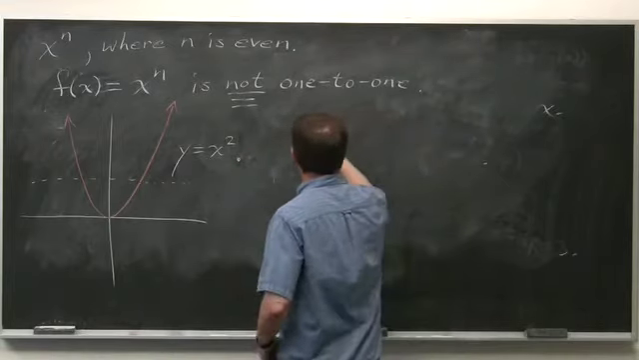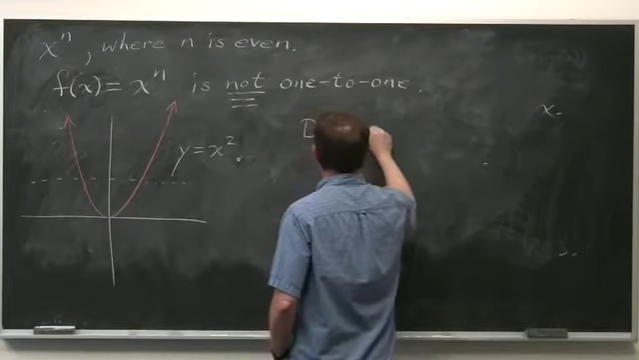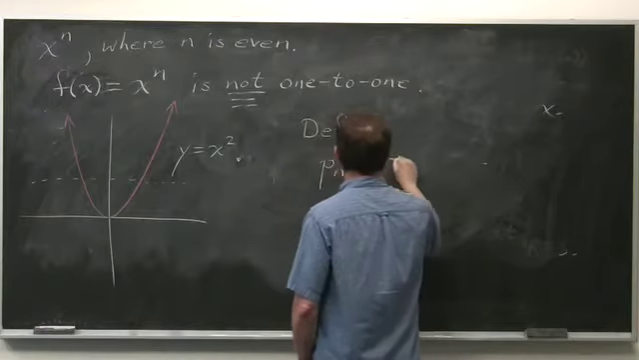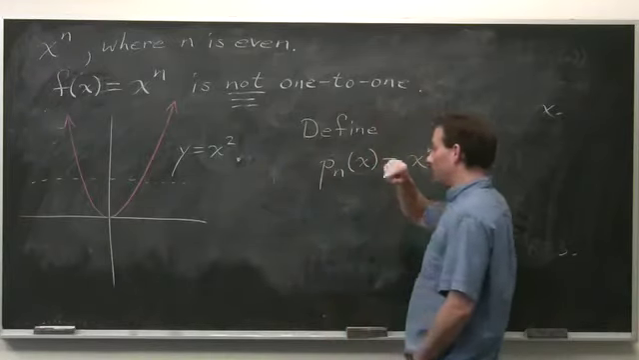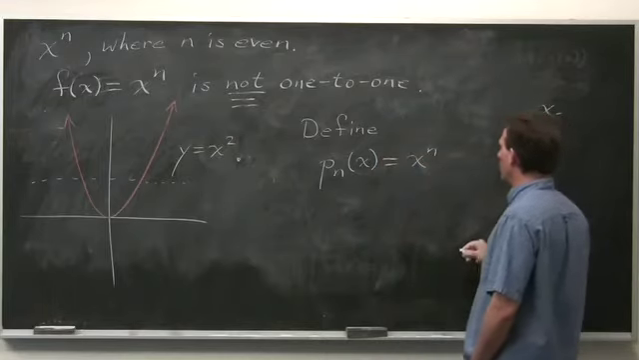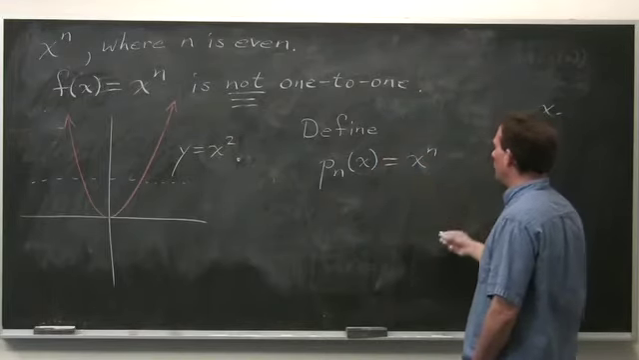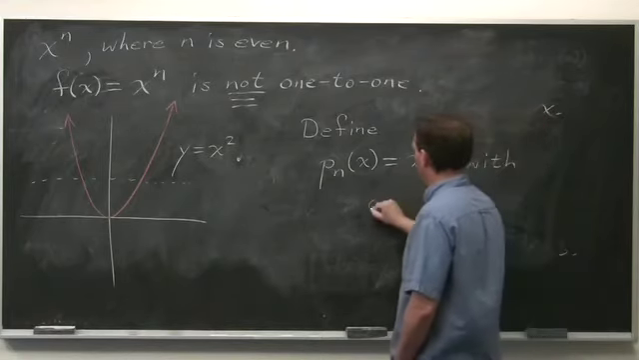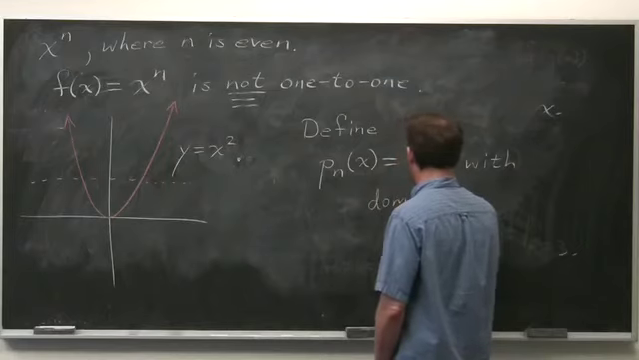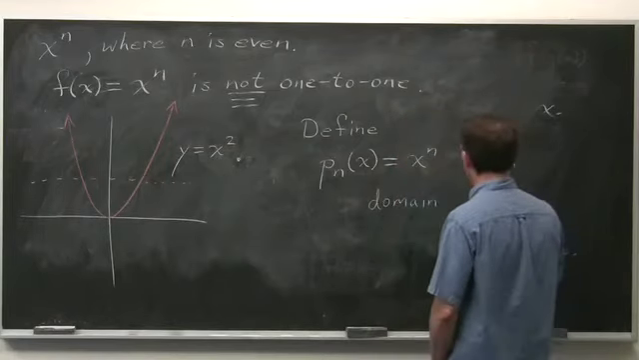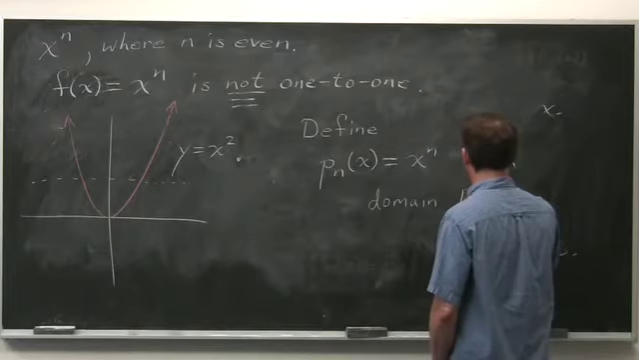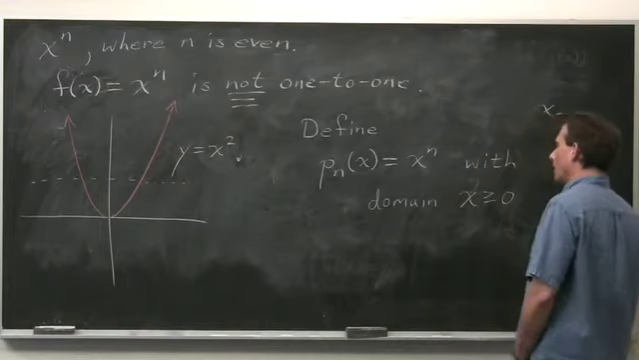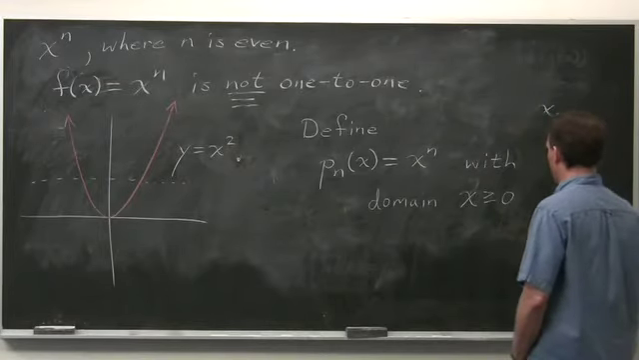So define P_n of x to be x to the n. This is still for n even. I'm still talking about the case where n is even. Use the same rule with domain the numbers, well, x is greater than or equal to 0. And codomain, the same thing.